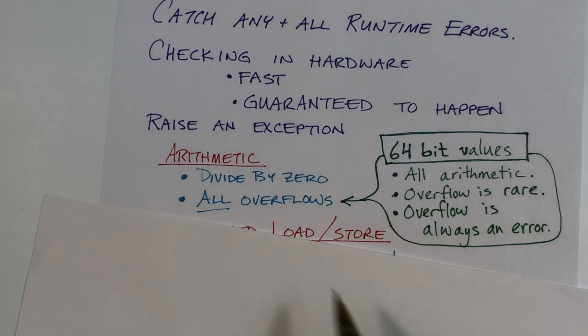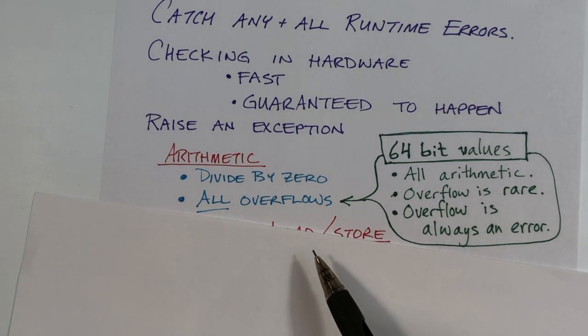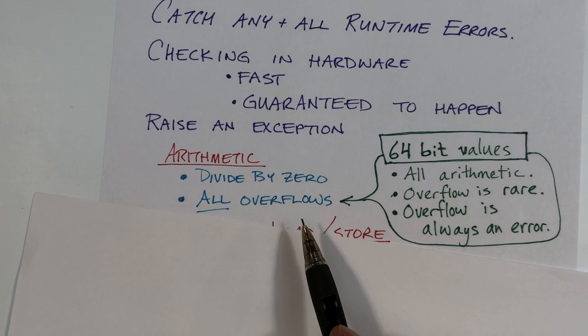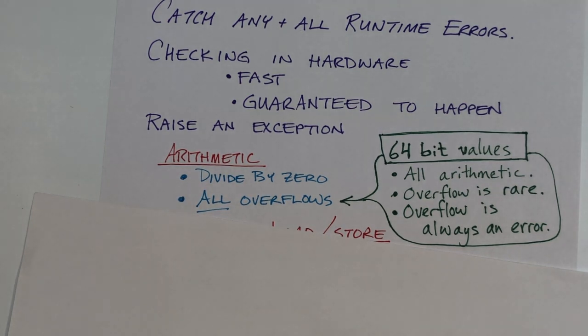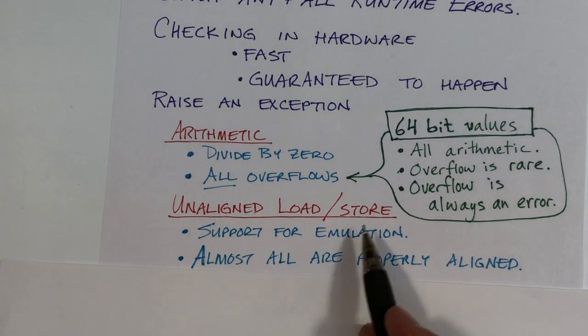When an arithmetic exception or any one of these exceptions occurs, then software will get control, and we have information about where execution was and so on. So we can print out a nice error message about what exactly went wrong. So let's look at the load and store exception next.